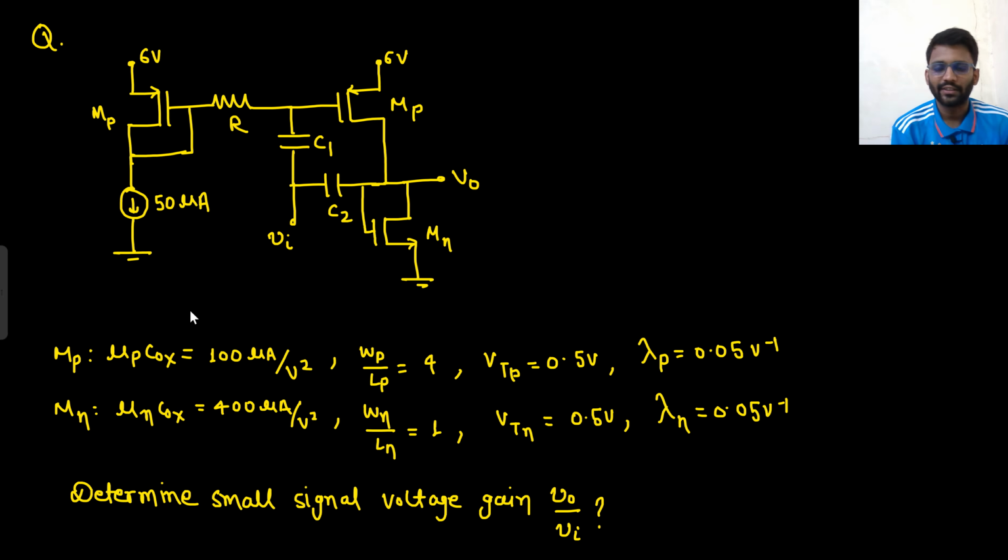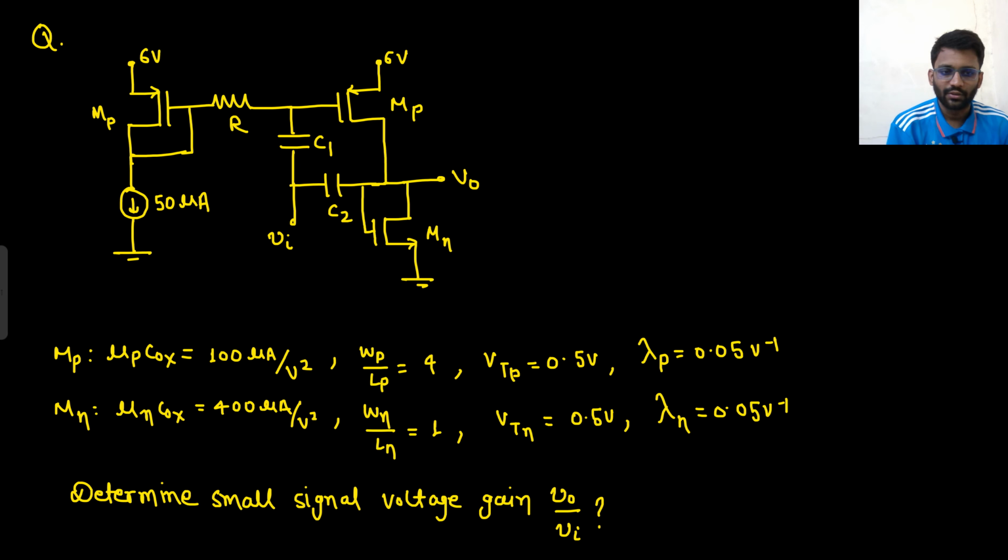So let's move on to our next question. You need to determine the small signal voltage gain. Is there any other part of this question? No. So you need to find the small signal voltage gain. This is your Vo, and where is your Vin? This is your Vin. Well and good. So try doing it on your own, then see the solution.